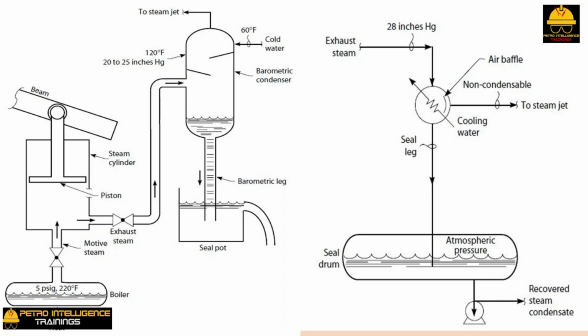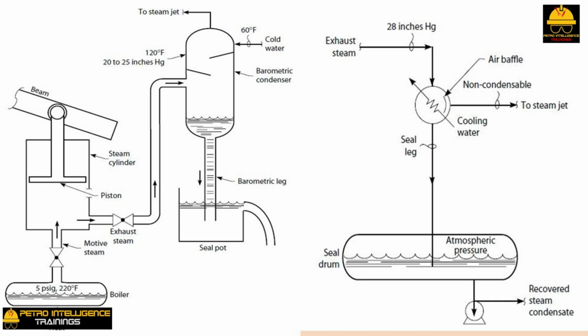The solution is straightforward. Do not condense the steam by direct contact with cold water, as is done in the barometric condenser. Condense the steam by indirect contact with the cold surface of the tubes in a shell and tube condenser. Hence the name surface condenser, a sketch of which is shown in the picture.